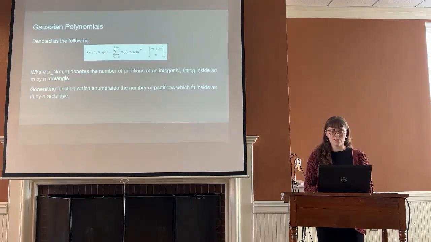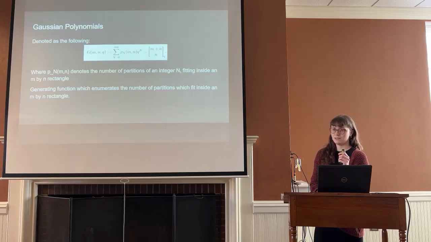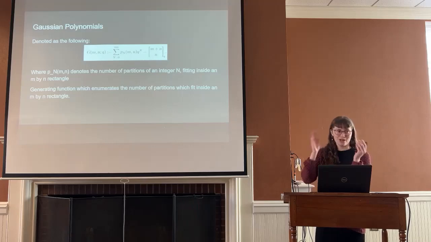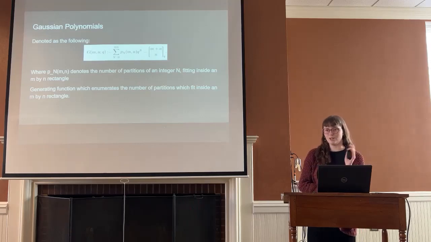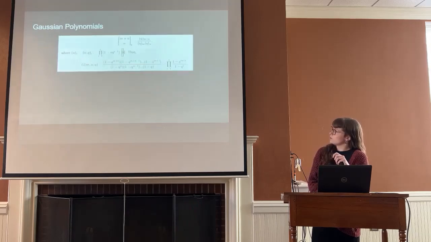And it's denoted using this notation. This is read m plus n choose n, just like you would read n choose k, but it's in square brackets instead of round brackets, and it has the subscript q. They're Gaussian polynomials, but they're also called q-binomial coefficients interchangeably, because they use the subscript q, and they use q for a variable. This is their formulation.